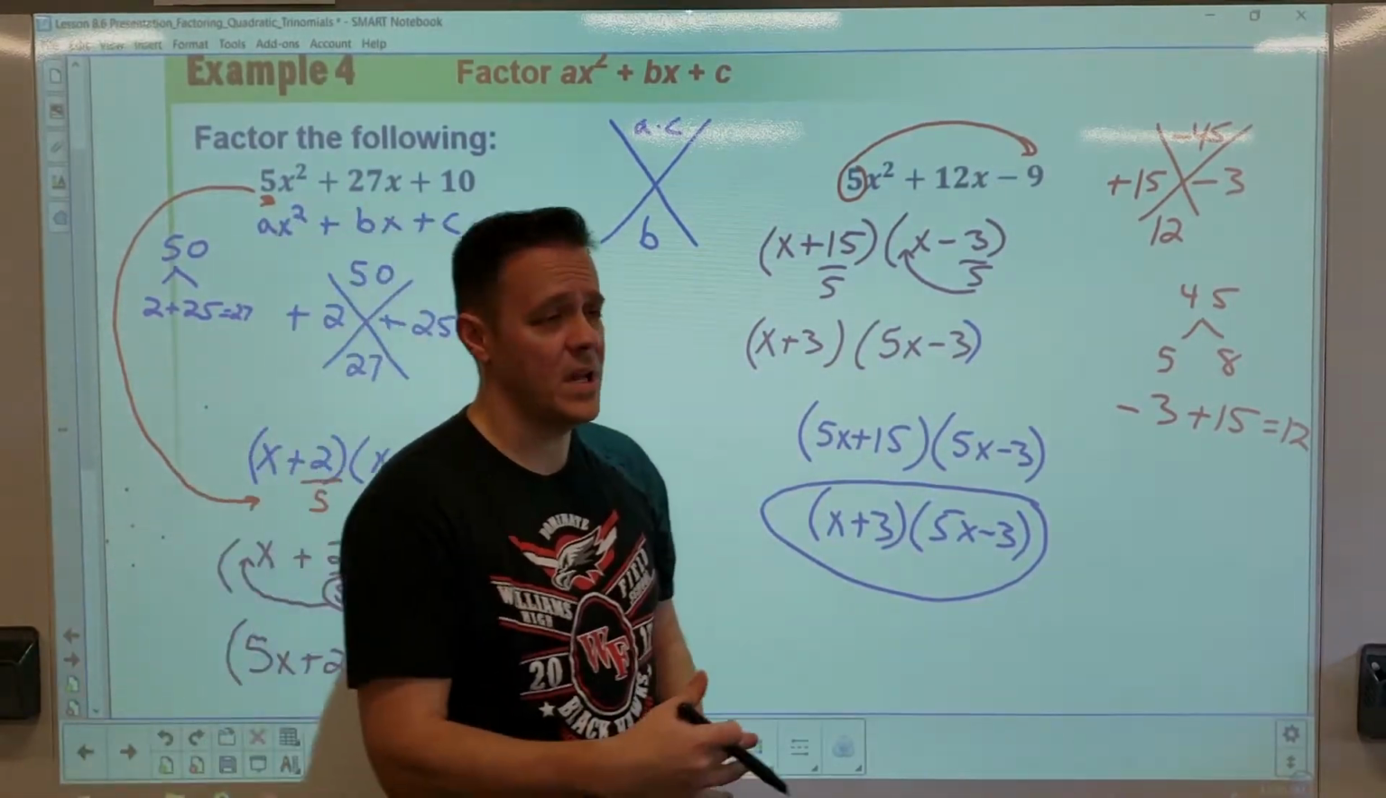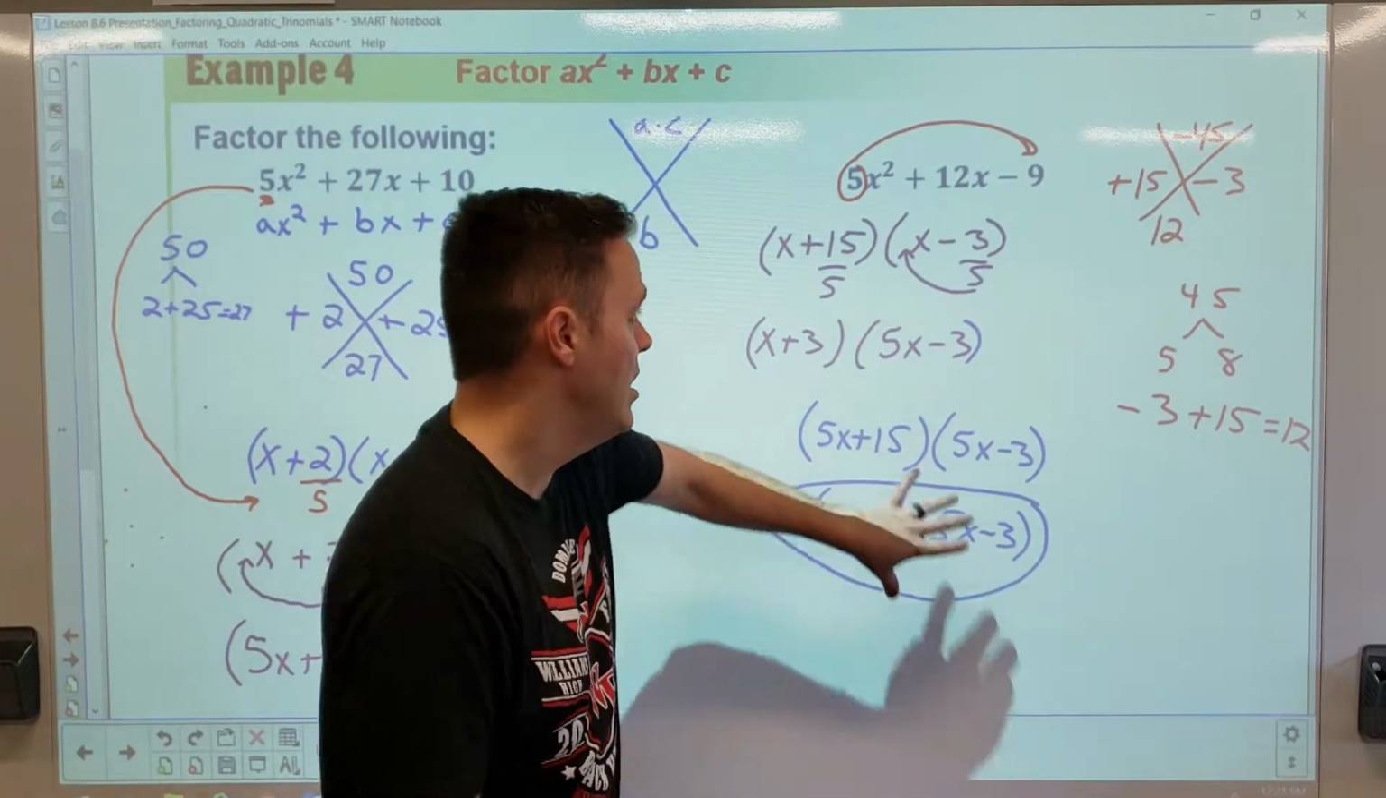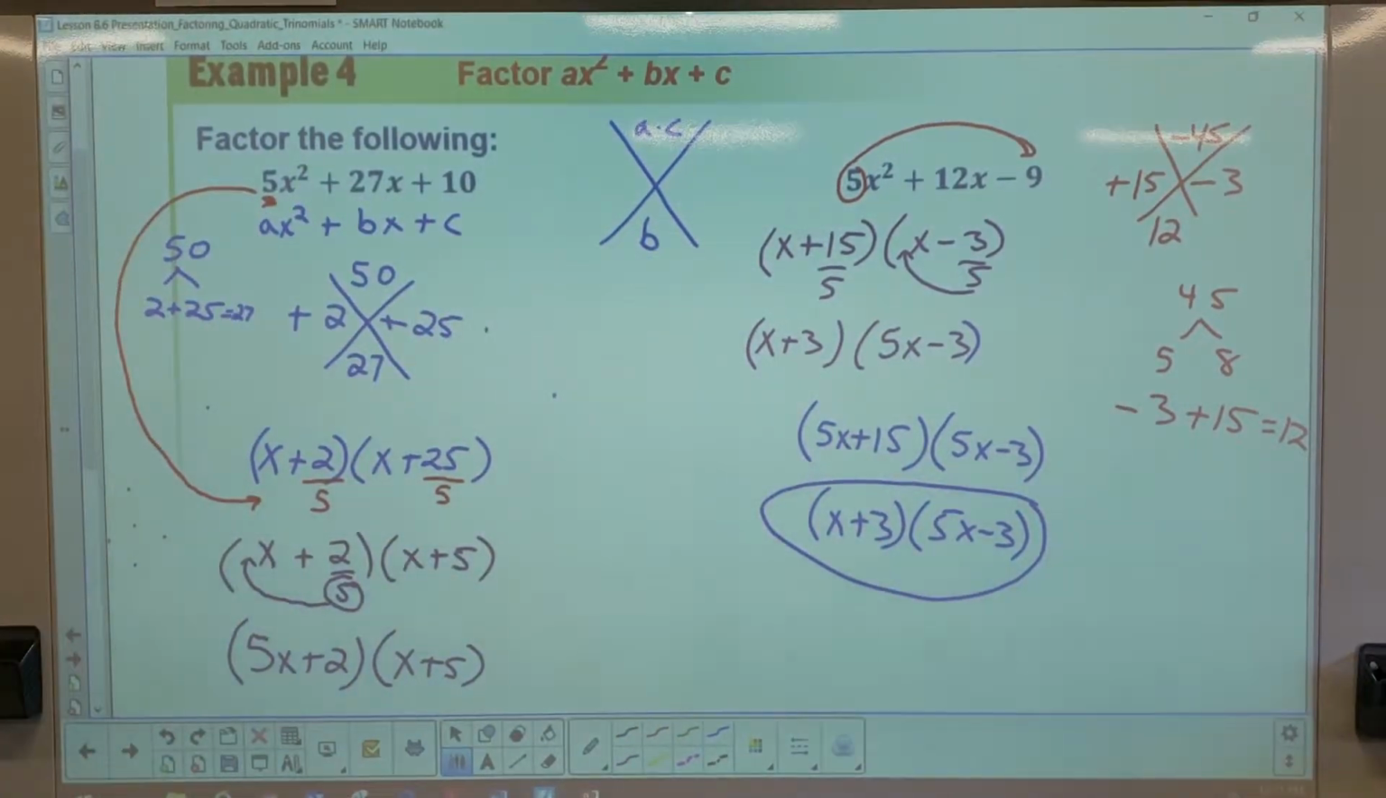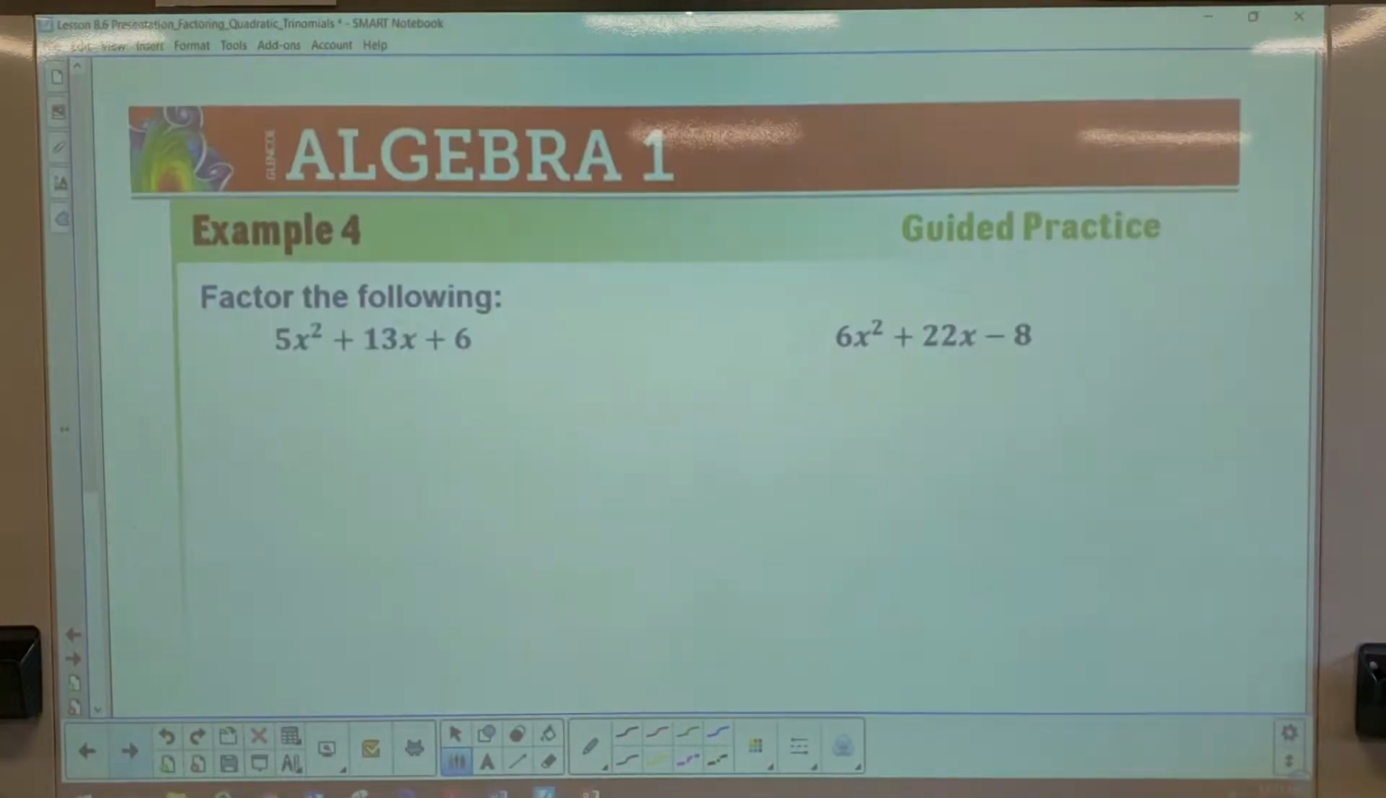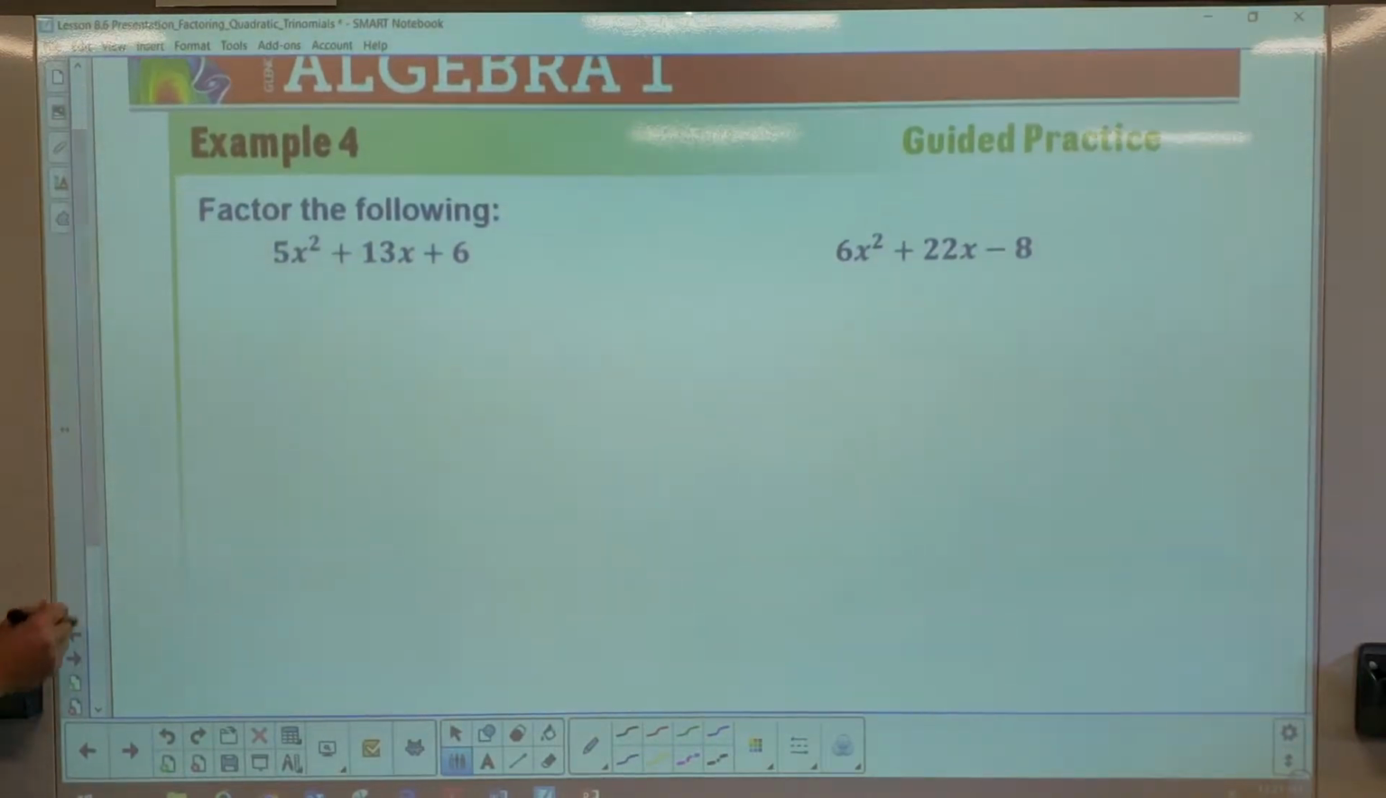The factoring one I'll do first the next go around. All right. Ladies and gentlemen, watch it again if you have to. Rewind the video. Understand the process. Now it is your turn.